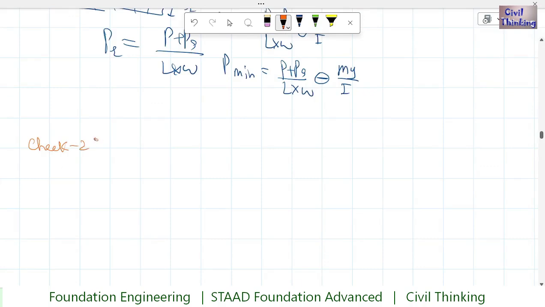Check number 2 in the service design, right? So what is check 2? It is the check for sliding. Now when does this happen? It happens because of the lateral load.